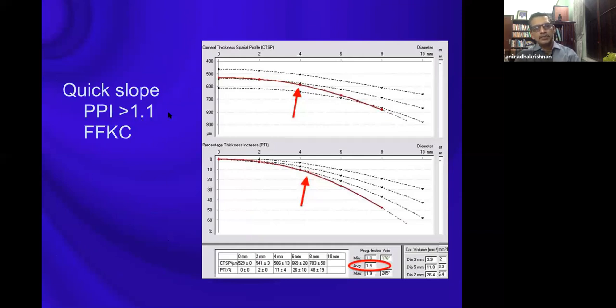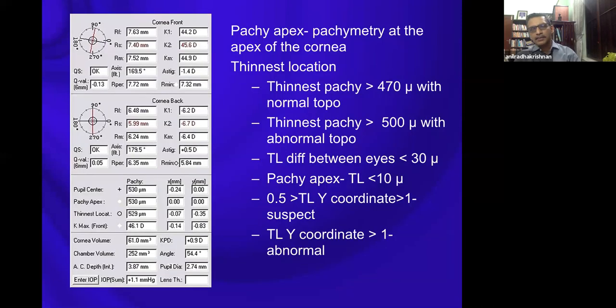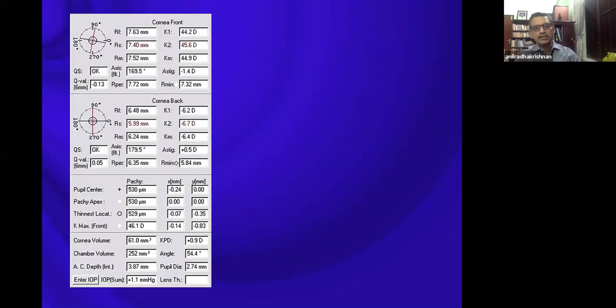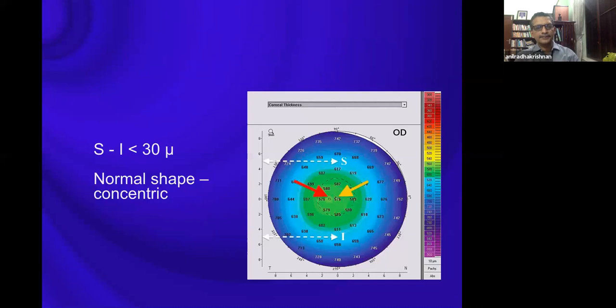So this is what I was talking about. You can see that from here there will be a sudden drop. This can occur in any abnormal cornea, whether it is forme fruste keratoconus or proper keratoconus. If it is just above 1.1, you consider it forme fruste keratoconus, but in real keratoconus it would be much worse than that.